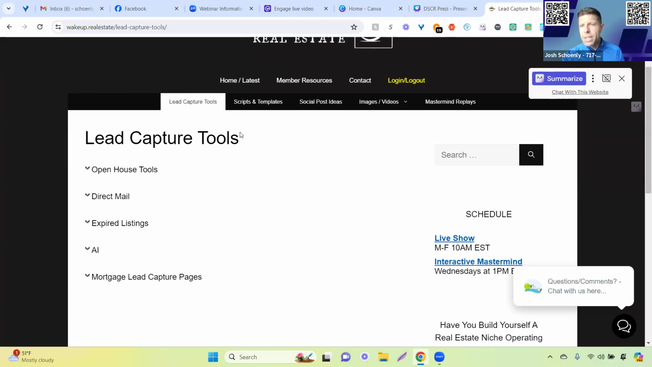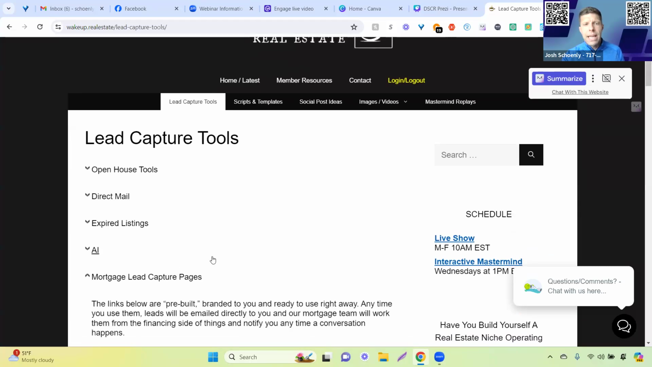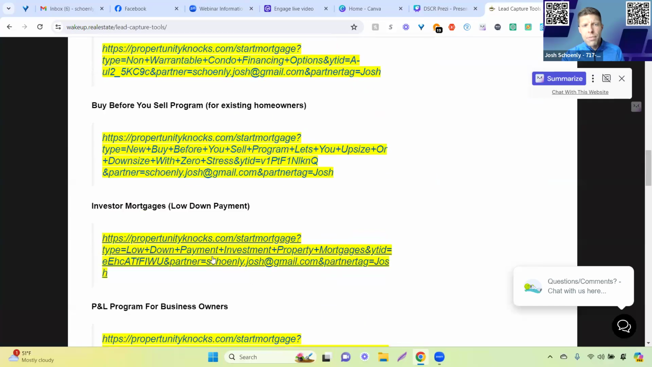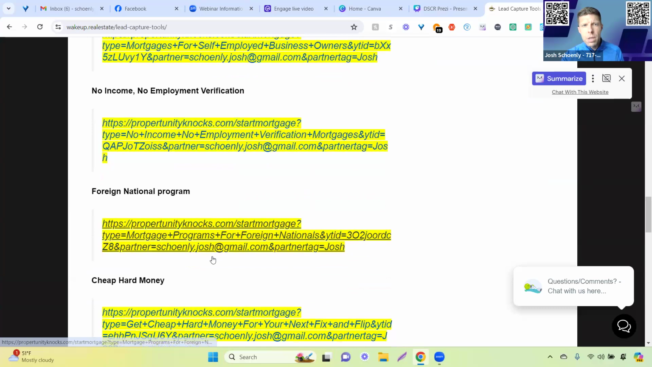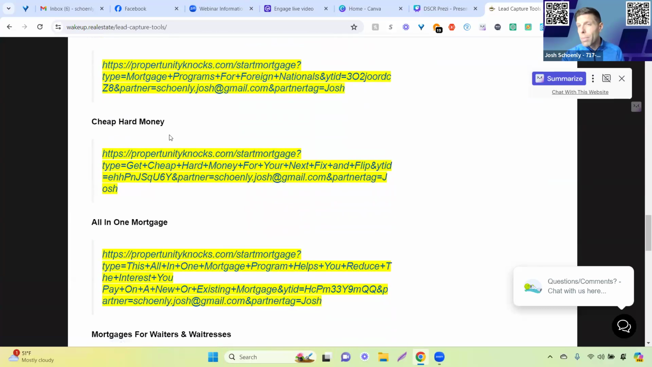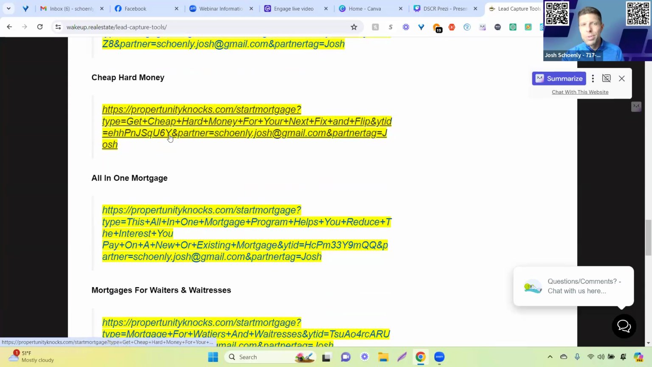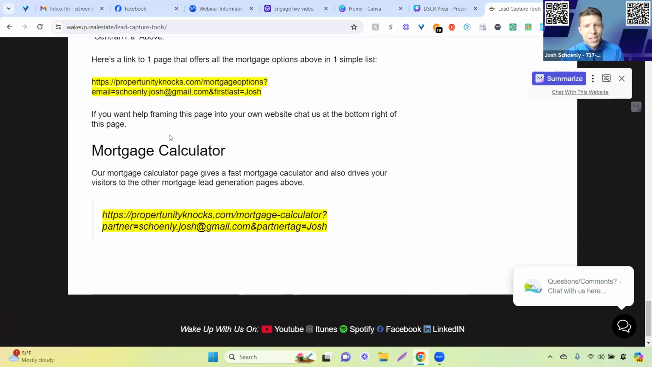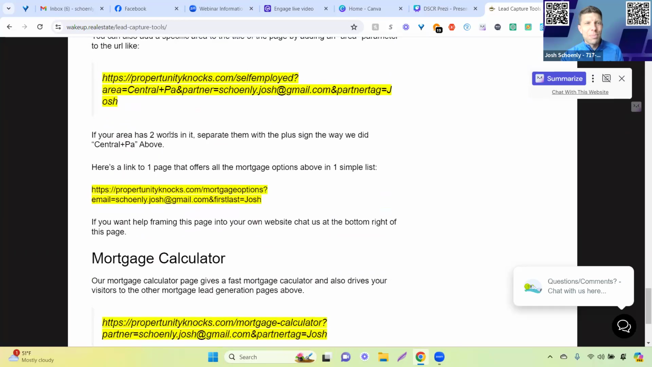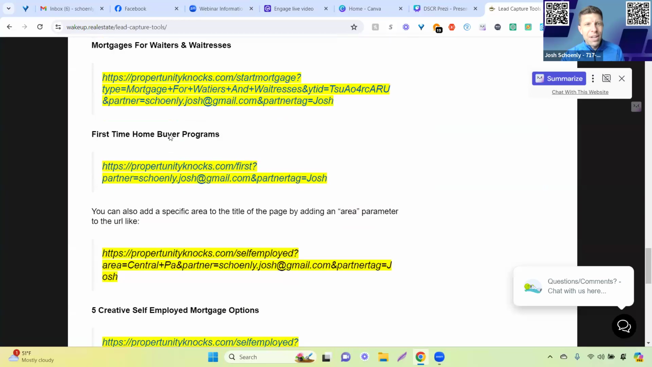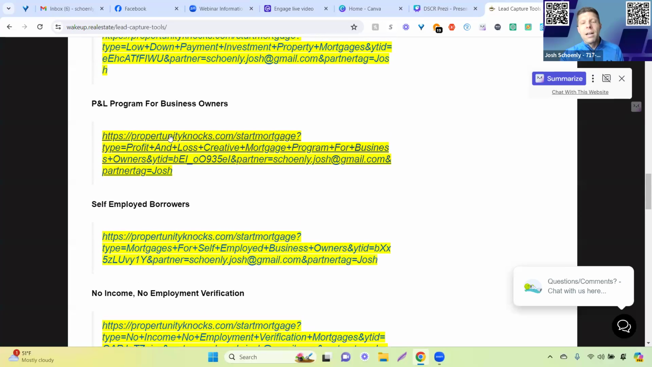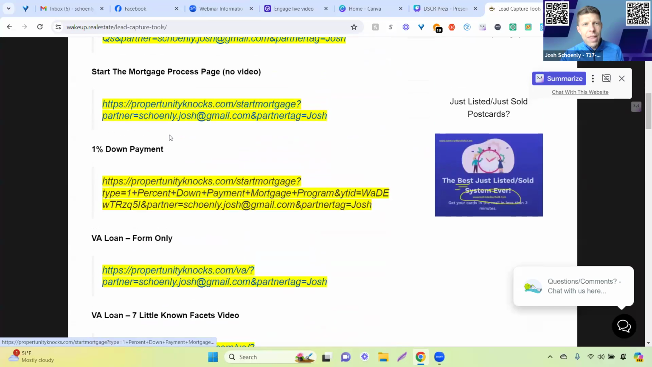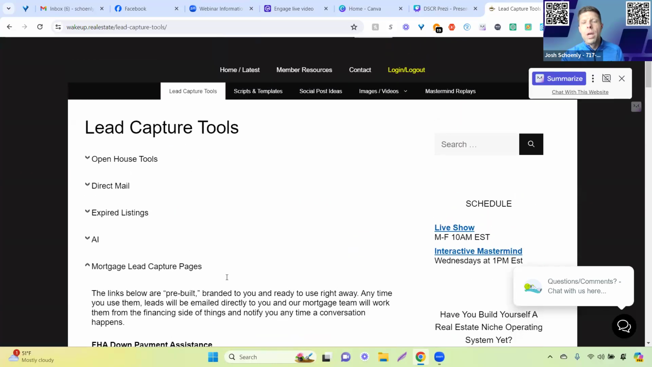So if you go to wakeup.real estate, you can create a free account, and then mortgage lead capture pages. We have a whole bunch of different pages. No income, no employment. We got cheap hard money, which we're going to have Taylor back on real soon about. Well, maybe we don't have one for DSCR specific. Well, we'll get one up there for DSCR specific. I thought we did. We have creative self-employed. We'll get one. I'll get with Ryan, and we'll get one up here on that specifically real soon.